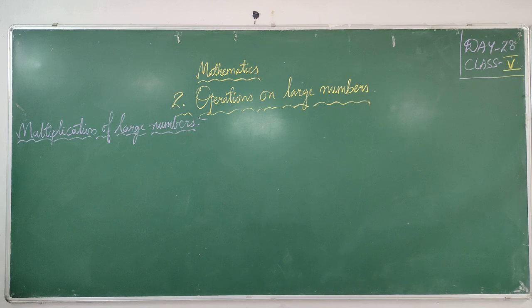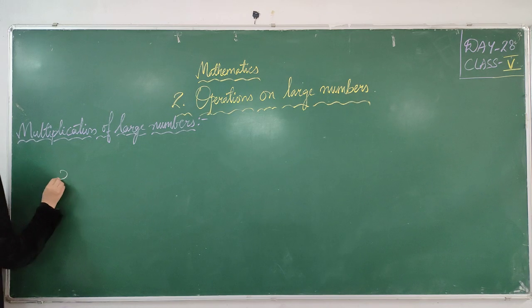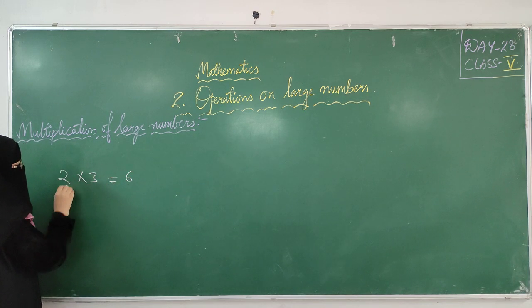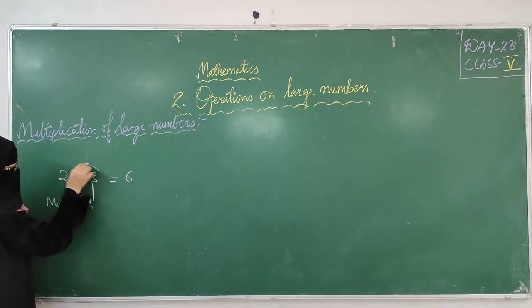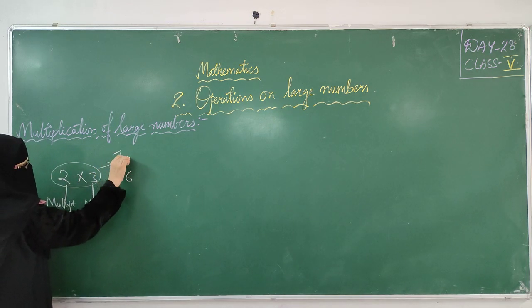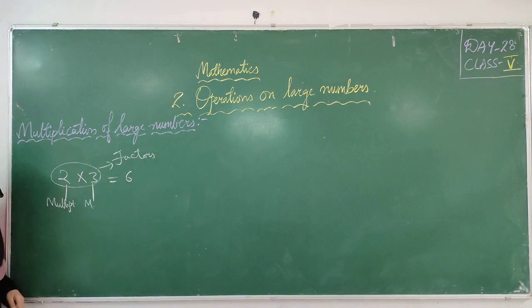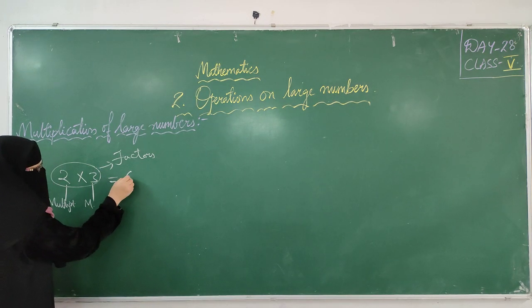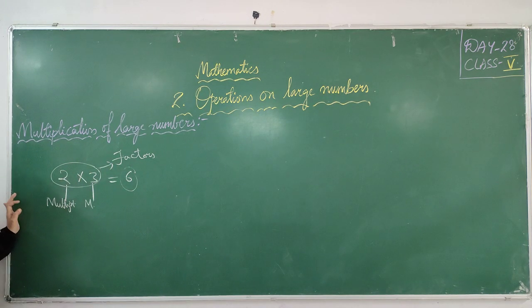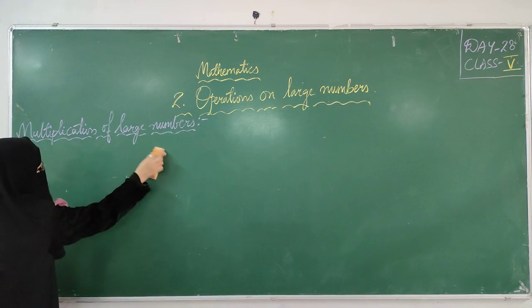And one more thing I want to tell you. Here I told you in 2 threes, 3 is multiplicand, right? This one is multiplier, right? So we'll say this 2 and 3 are also factors. Both multiplicand and multiplier are called factors. The product of the factors. Multiply, 2 and 3 are factors of 6.